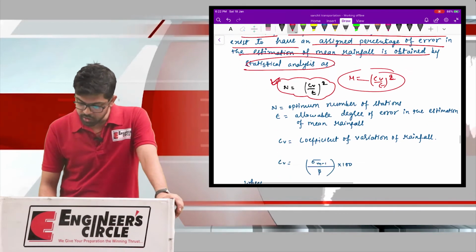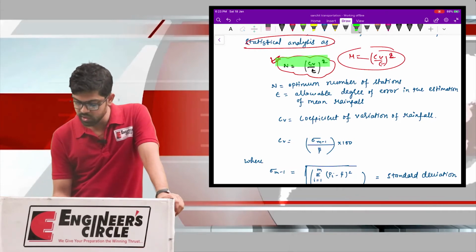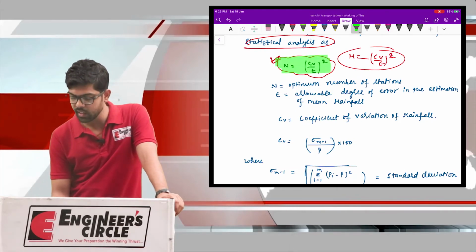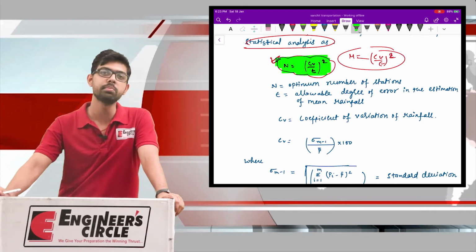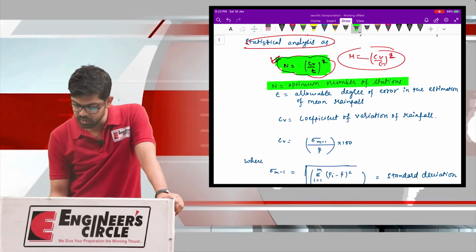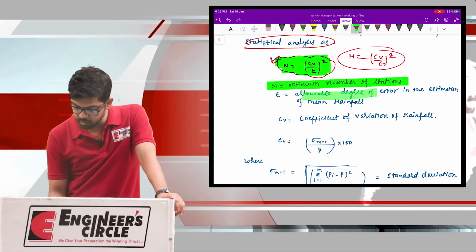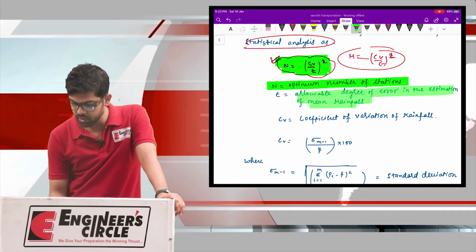Okay, so according to the statistical analysis, this number of rain gauge stations is expressed as N, and N is equal to (Cv upon epsilon) whole square. So what is the Cv? This N is the optimum number of rain gauge stations required for a given catchment area. This epsilon is the allowable degree of error in the estimation of mean rainfall.